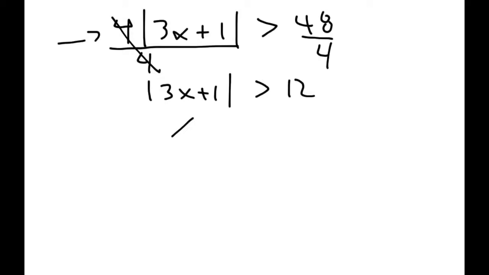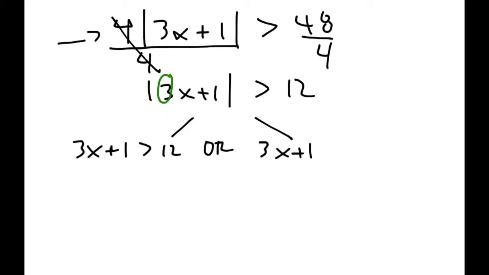All right, now I can break it up into two parts. I know that I have this 3 here, but that's okay. I don't have to do anything with that yet. That's just going to give us a two-step equation when we start solving. So I just copy it down the way it is. 3x plus 1 greater than 12. This is a greater-or problem. 3x plus 1 becomes less than negative 12, and I change the symbol to less than.